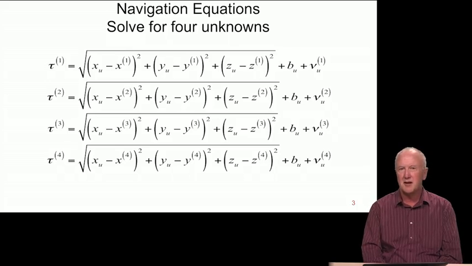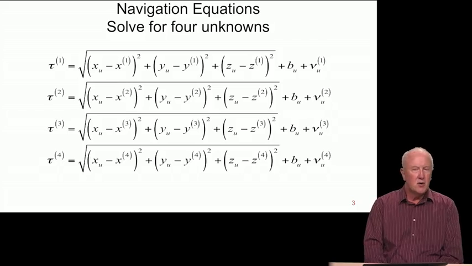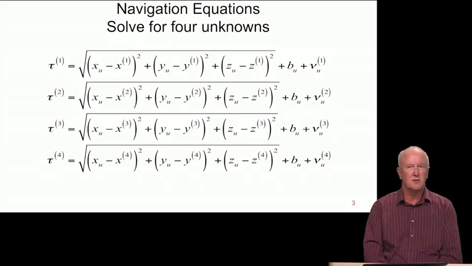So taken together, the things that we seek, the things that we're going to estimate, are xu, yu, zu, bu. The thing that we need to know from the satellite is the x1, y1, z1, or the xk, yk, zk. That comes from the navigation message. And all the other things that we don't know, all the other measurement errors, are collected at the far right of those four equations. There you see the Greek letter nu, sub u, super 1, super 2, super 3, super 4. Nu sub u super k means the error suffered by the user u in the measurement to the kth satellite.